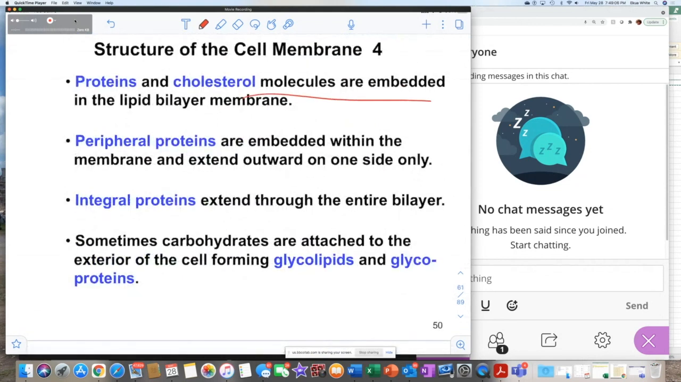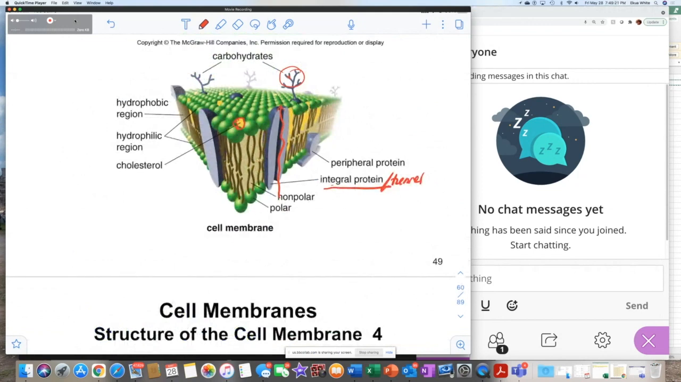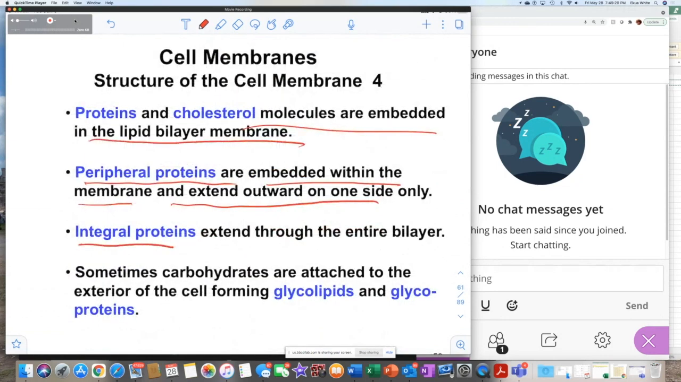Proteins and cholesterol molecules are embedded throughout the lipid bilayer. Peripheral proteins are embedded within the membrane and extend outwardly. They extend outward on one side only. So you have peripheral protein. Peripheral means like outer or on the surface. Remember that peripheral atoms? Outer, right? And then you have integral. Integral is kind of like part of, within. These extend throughout the entire bilayer.